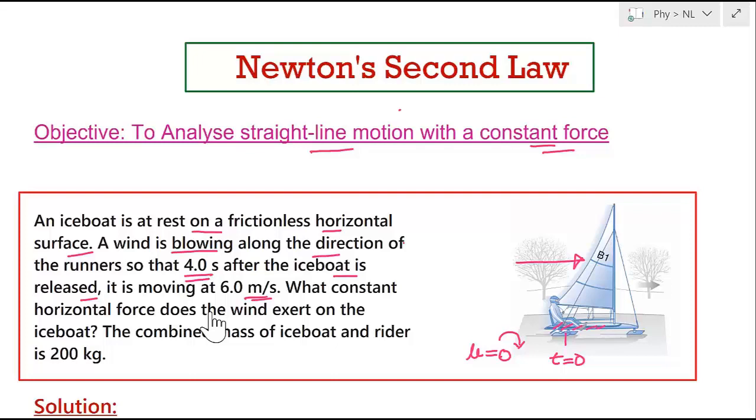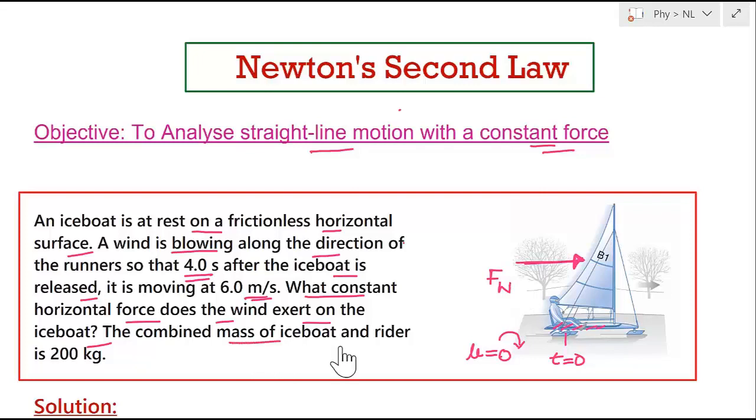So velocity is changing. So there is acceleration of velocity. Now the question says: what constant horizontal force does the wind exert on the ice boat? So this wind is basically applying a force. Let's call this a constant force, Fw, the force due to the wind. So we have to basically calculate this wind force.